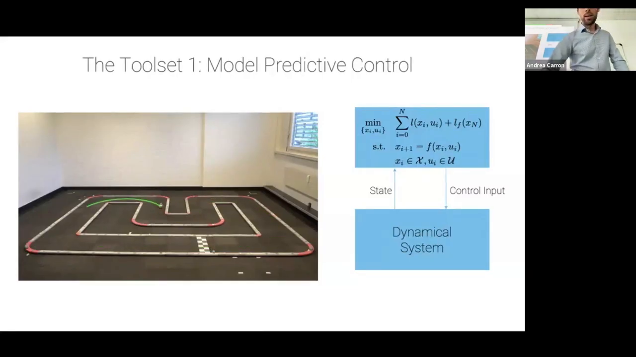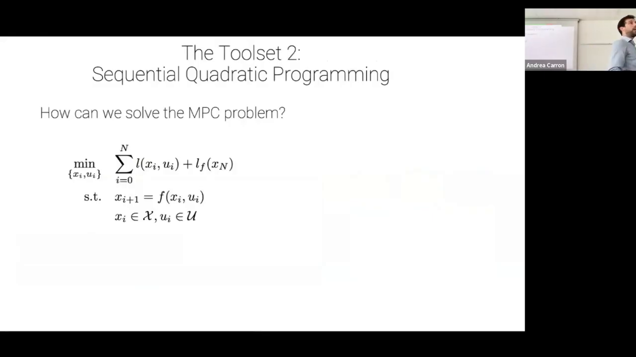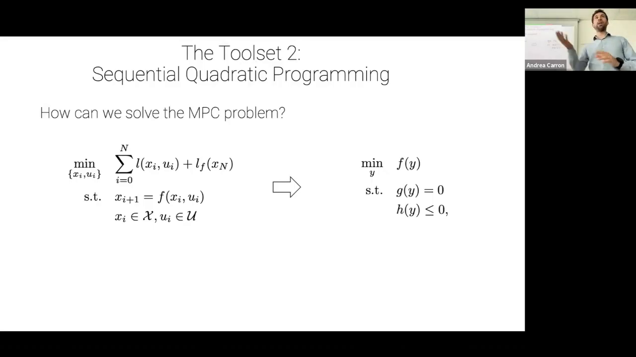Now, the other tool that we need is a way to solve the optimization problem of the MPC. It's potentially a nonlinear MPC, and the tool we use is sequential quadratic programming. So first, we abstract from this MPC problem, and we think of it as a generic optimization problem with a cost function and equality and inequality constraints. And we want to solve it. How can we do it?